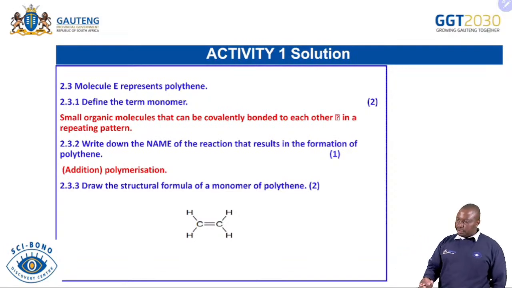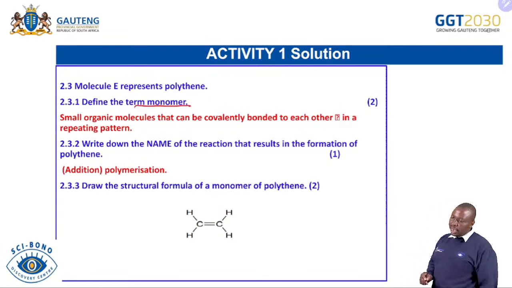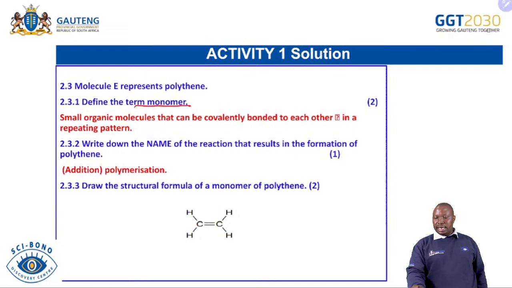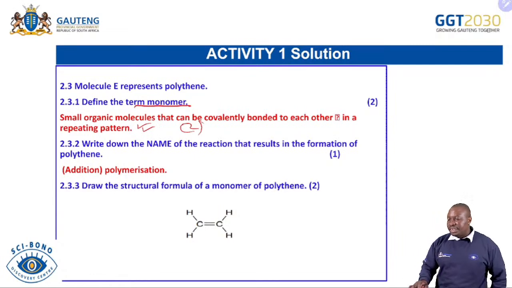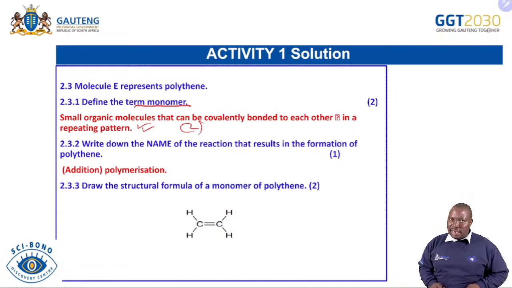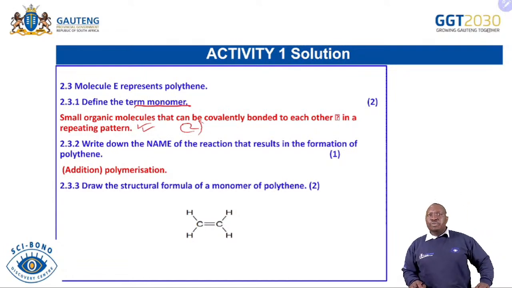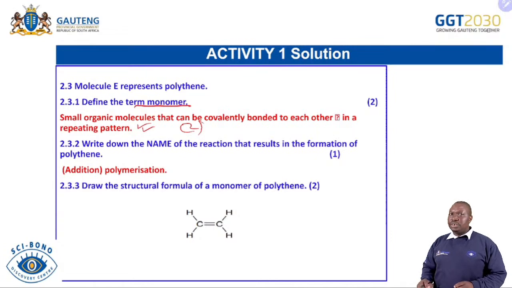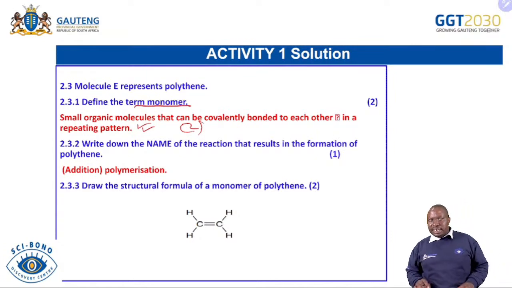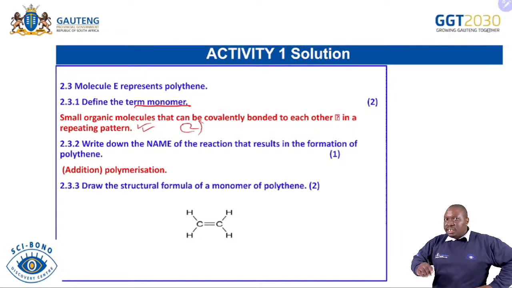So I just wanted to remind you of our answers. The first question was define the term monomer. We said small organic molecules that can be covalently bonded to each other in a repeating pattern. Then you are able to get your 2 marks. We can't stop emphasizing that when you are writing definitions, ensure that you use the exam guideline. That is the only document that really tells you. So you must be sitting where you are with a copy of your exam guideline 2021 for technical sciences, and when you study your definitions, you study from there. Even for your revision program, ensure that you have that exam guideline. Tick the points as you study.